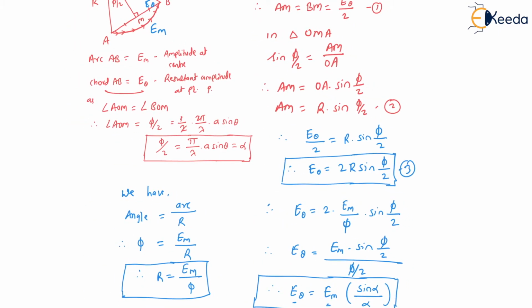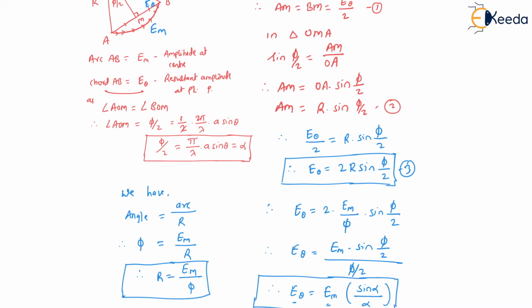Then to find the value of r, we have considered the basic formula: angle is equal to arc upon radius. So here radius will be Em upon phi. We can substitute this value in equation number 3. Here in this equation, instead of r, we have written Em upon phi.